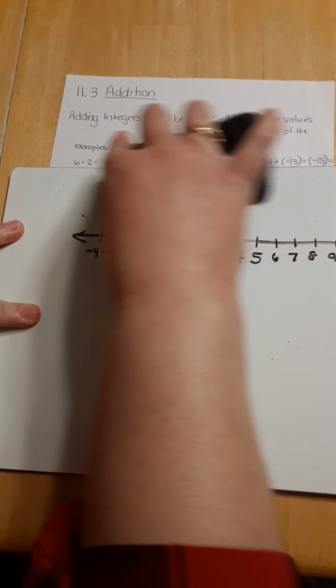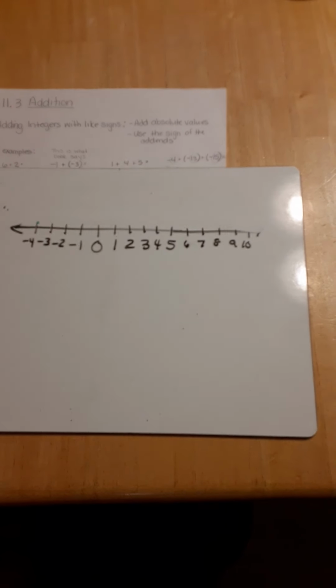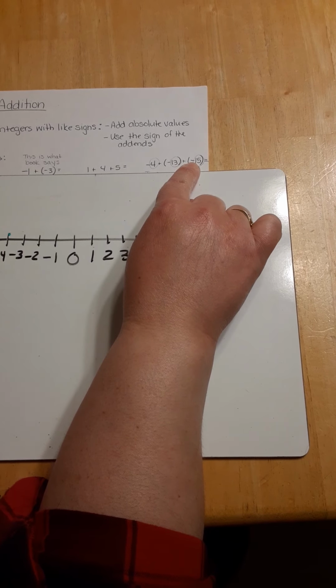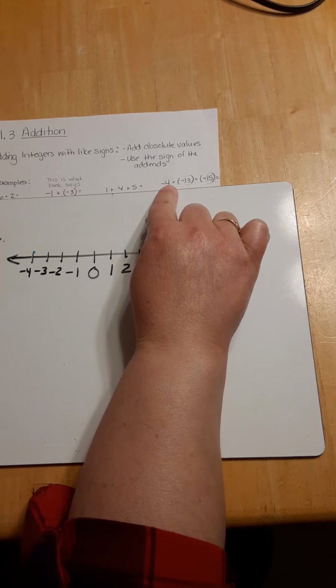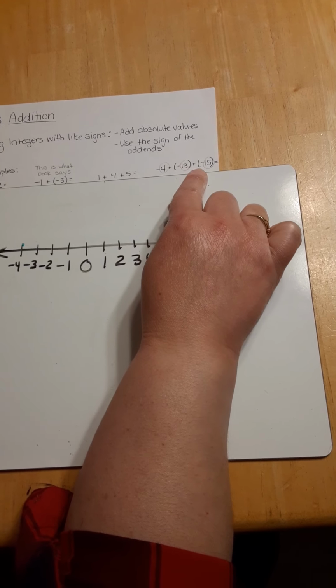But let's go ahead and do a few of our straightforward examples here. Here I have a -4, a -13, and a -15, okay? They are all negative. That's the big thing. Even though there's a plus sign in front of it, notice directly in front of that number is a negative.